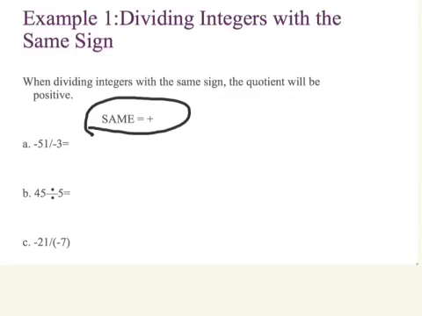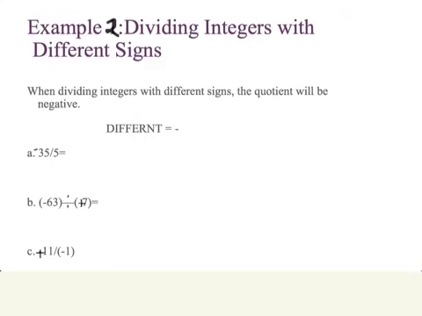So as I look at this, and this is when we're talking about 2 numbers, by the way. If you've got 2 numbers that you're dividing, if the signs are the same, your answer is positive. So negative 51 divided by negative 3 is going to give me a positive 17. 45 divided by 5 will give me a positive 9, and negative 21 divided by negative 7 will give me a positive 3. Again, same sign, your answer will be positive.